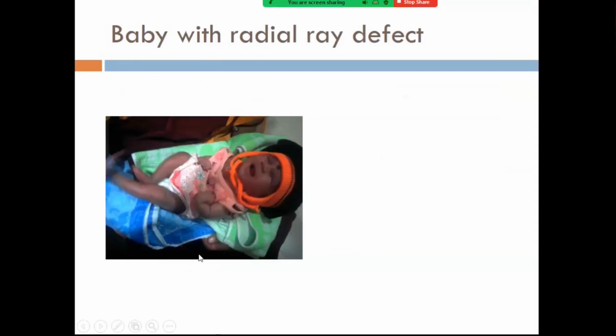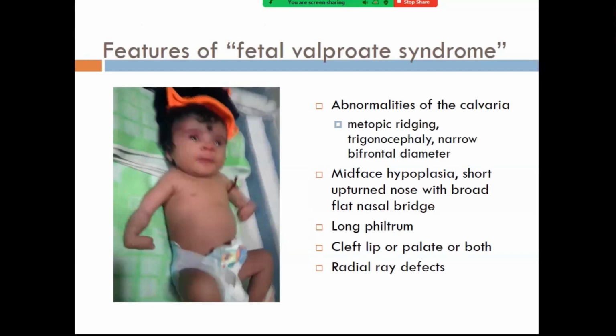So this is a baby with a limb defect and a thin upper lip. A radial ray defect. Differential diagnosis: Holt-Oram, TAR, all these things come to mind. But while we take the pedigree and the drug history, the mother was on valproate, right? So this is fetal valproate syndrome.